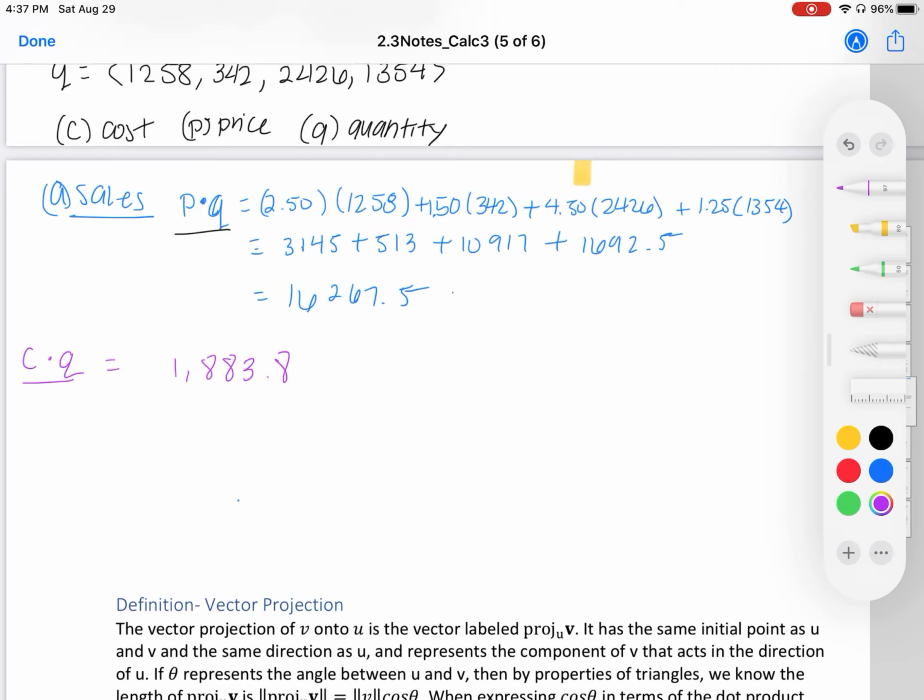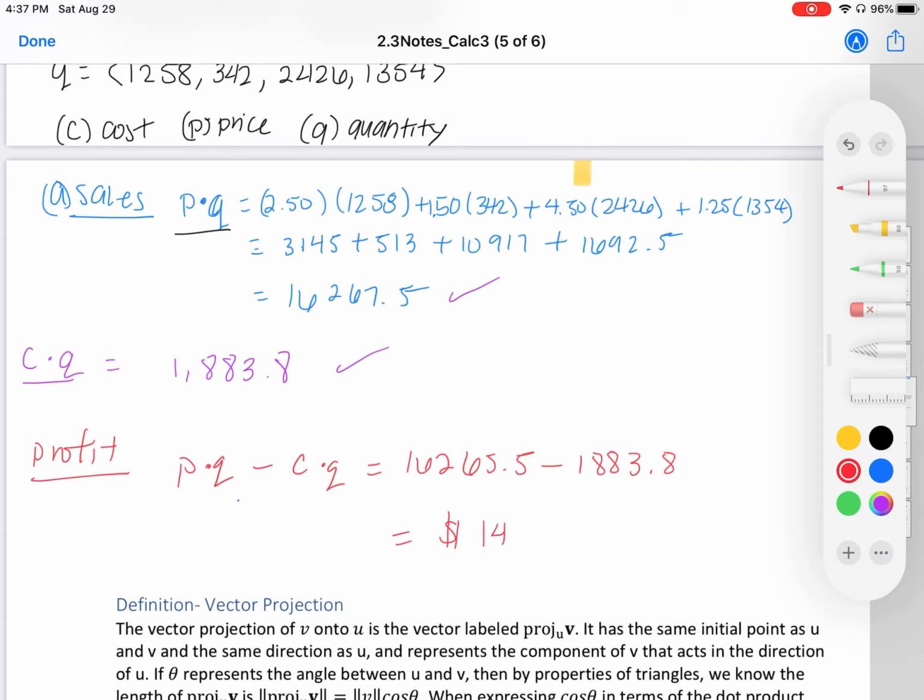So can we figure out our profit? Yeah, we just subtract these two, right? So to find our profit, it would be the dot product of P and Q minus the dot product of C and Q. So that would give us a total of 14,383.7. So that's how we can use vectors to keep track of how much profit we made.